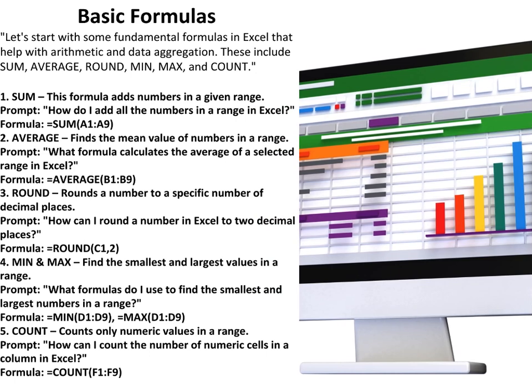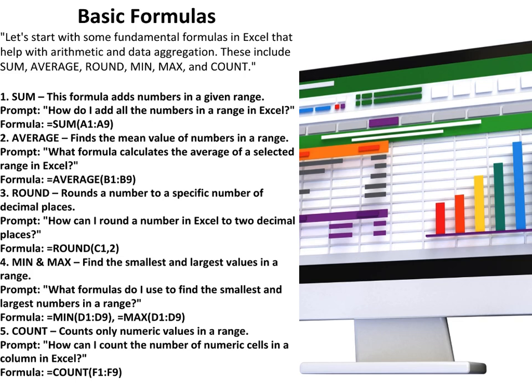Prompt: How do I add all the numbers in a range in Excel? Formula: equals SUM(A1:A9). 2. Average finds the mean value of numbers in a range. Prompt: What formula calculates the average of a selected range in Excel? Formula: equals AVERAGE(B1:B9).